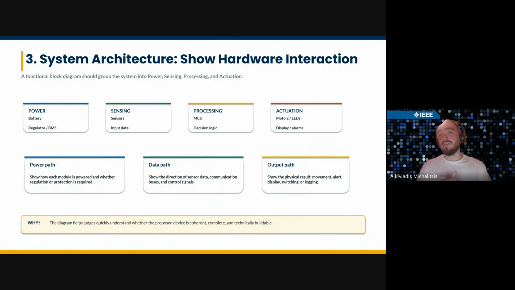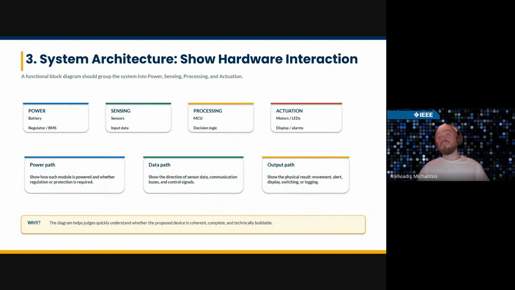What are the things that are changing the different aspects of your system's reaction? And then regarding the output path, you should show the physical results. Movement, as I said before, kinetic result. Alert if it has, for example, a buzzer to make a sound. Display if it's to interact and show some kind of information to the user.